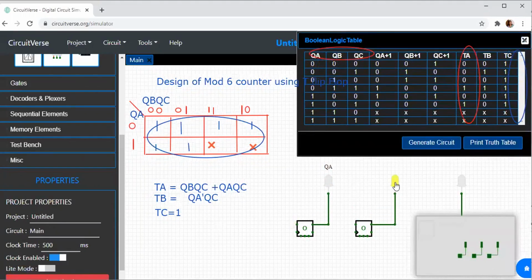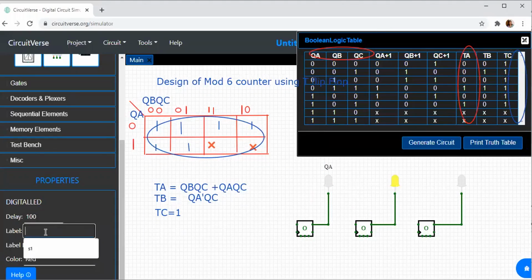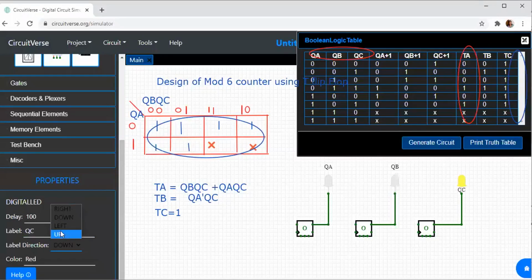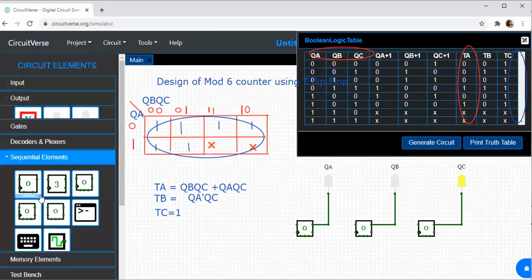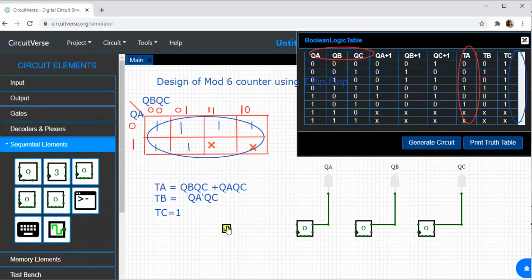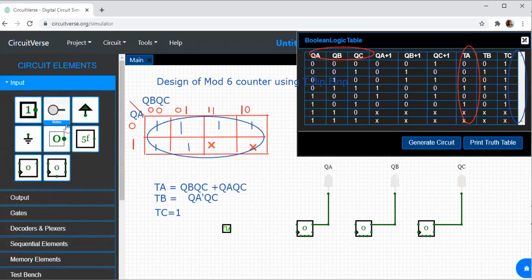So I have QA. So this will be QB. And this is QC, as we know. Now we have to give a clock. So again, I have to give a clock pulse. Actually this is the clock pulse we have to give. Since I'll not be able to see the output clearly, I'll be giving a clock like this.